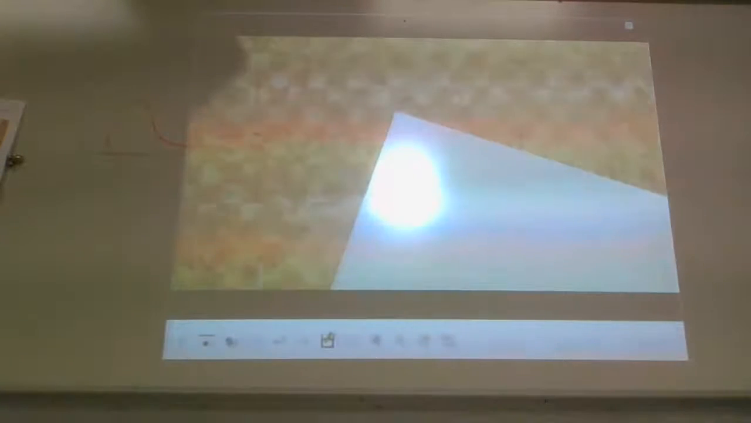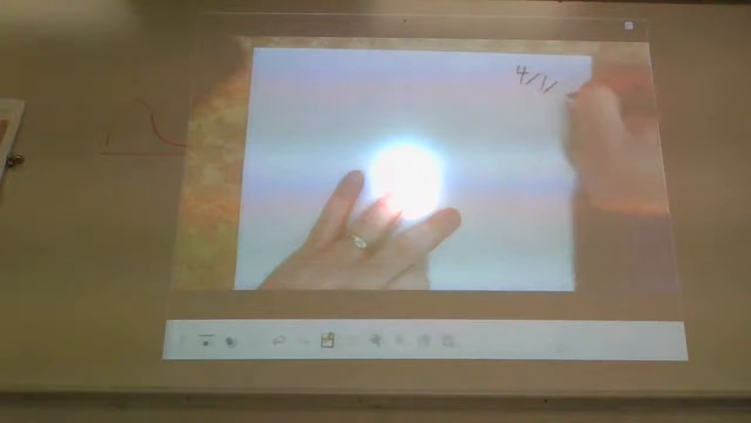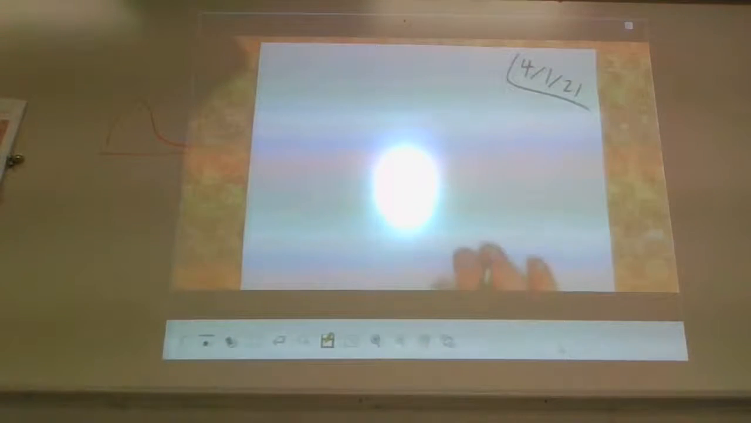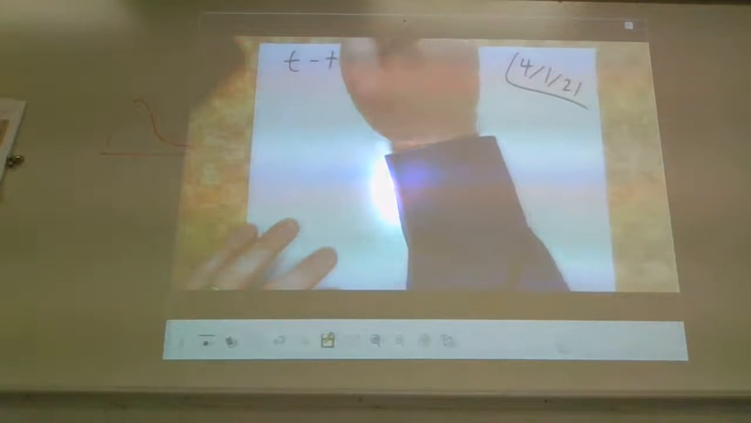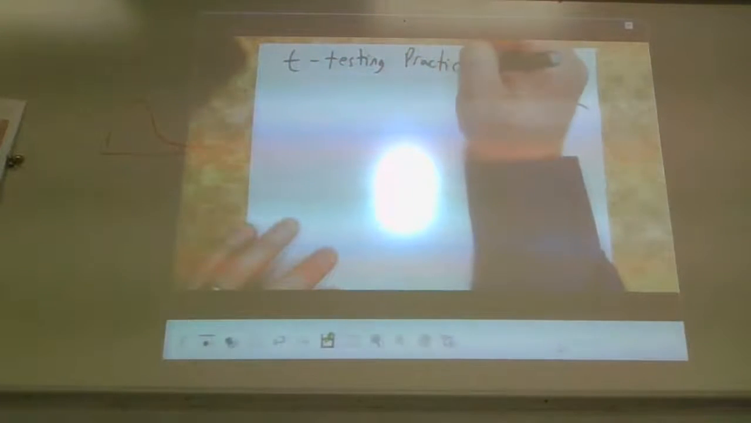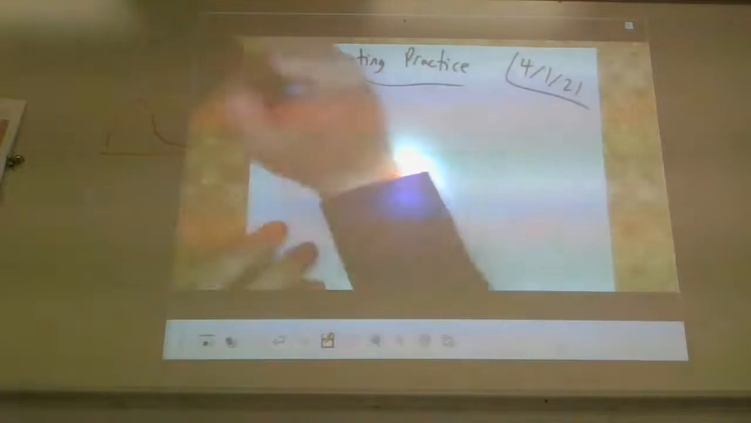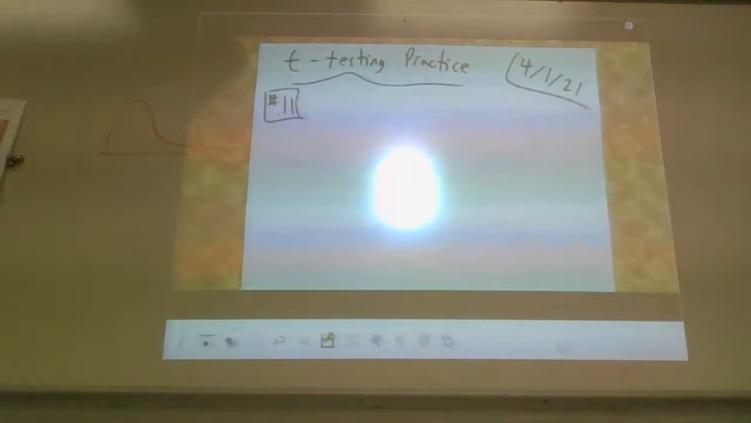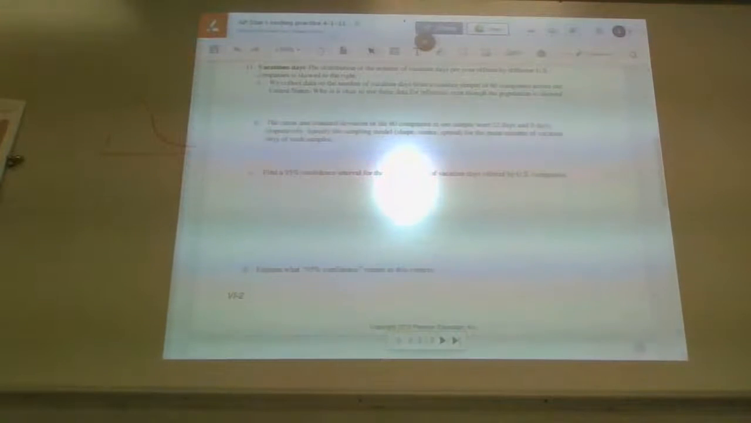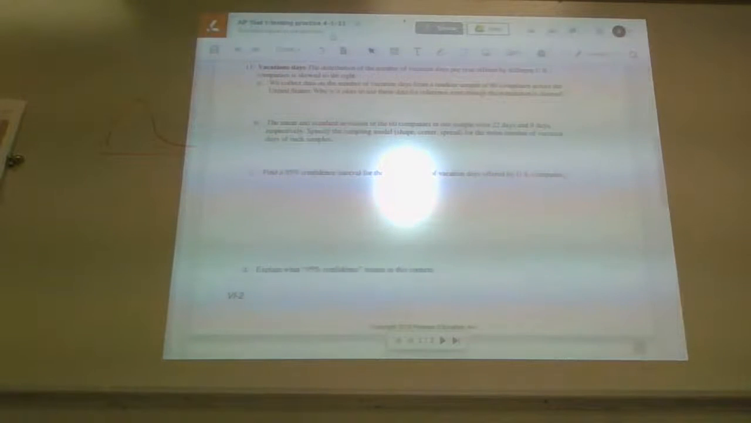So for this problem, today is obviously the first. I'm just going to call this t-testing practice, just for the sake of my notes right here. And this is number 11 off of that PDF that I gave you guys. In fact, I believe, let me double check. Yep. On the PDF, I actually put the date on it. So, just for reference sake, the date is actually there. So good to go.